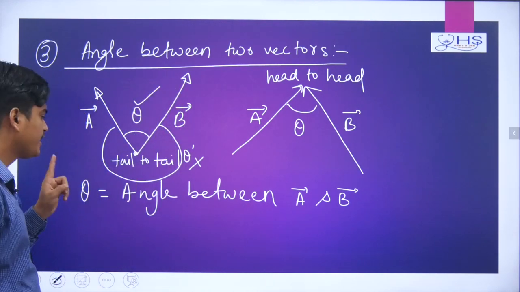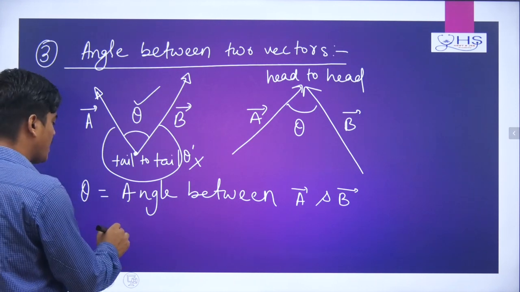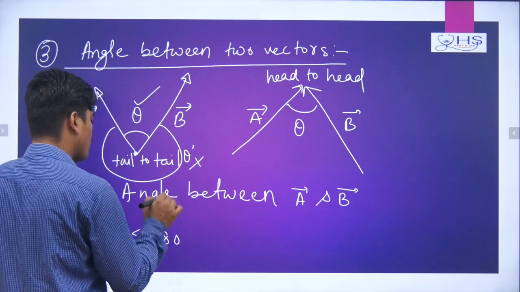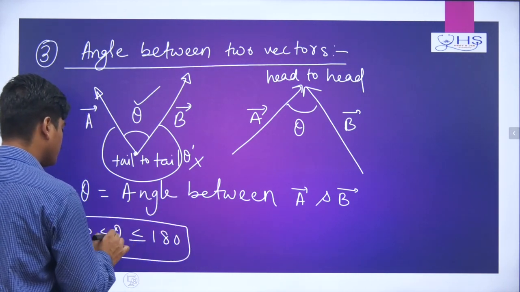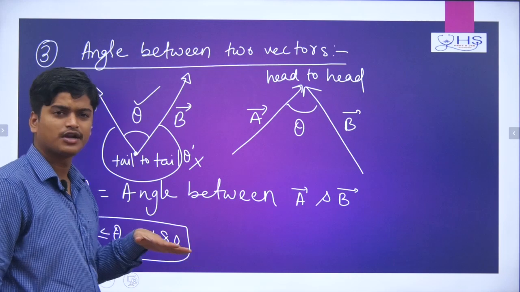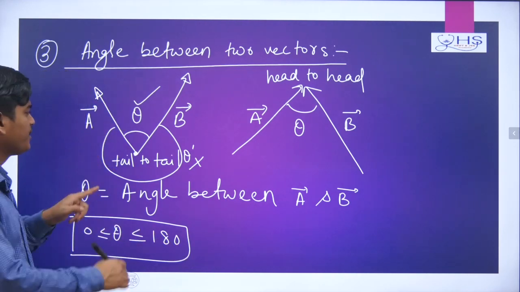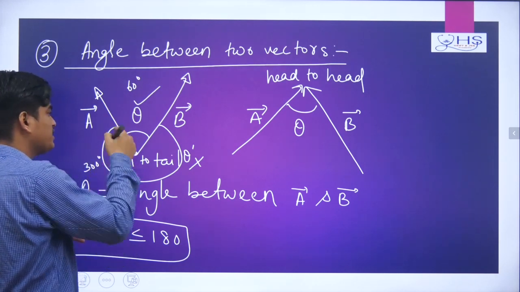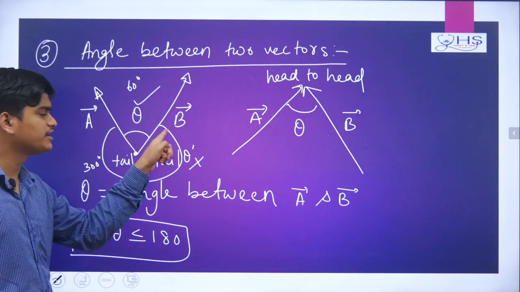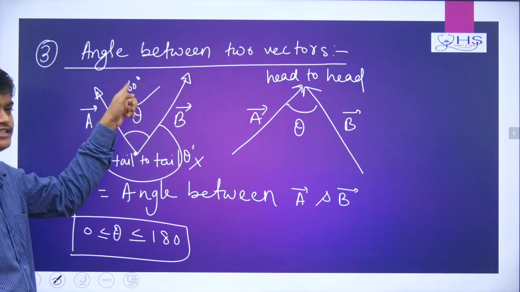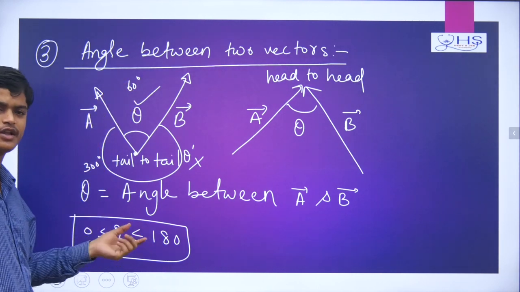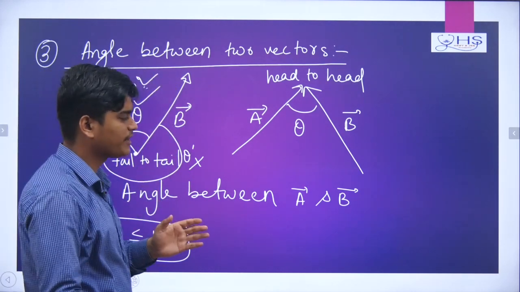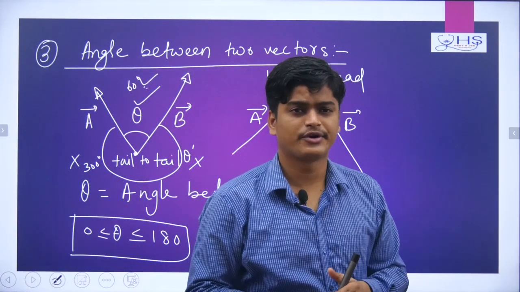So take the smallest angle, and remember this theta should be greater than or equal to 0 and less than or equal to 180. This should be the range of the angle between 2 vectors. Suppose here it is 60 degrees and this is 300 degrees. Then what is the angle between A and B? This angle is 300 degrees, I should not take this one. I have to take 60 degrees, as this range comes under the allowed range. So I don't have to take this one; I have to take 60 degrees. So remember, always, whenever you are finding the angle between 2 vectors, then after that what do you need to check?